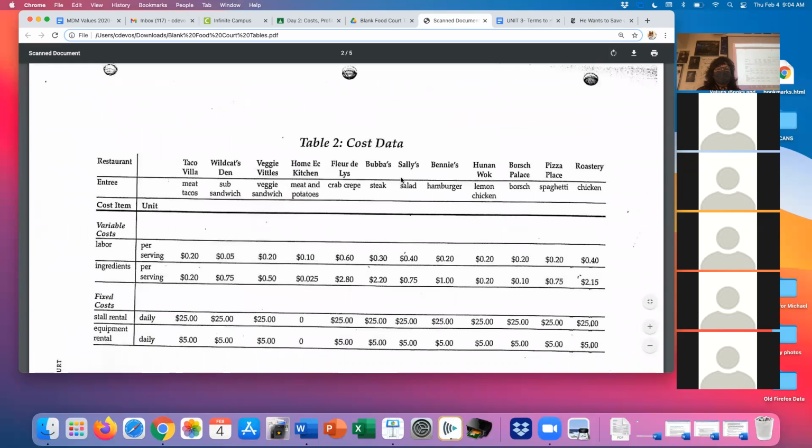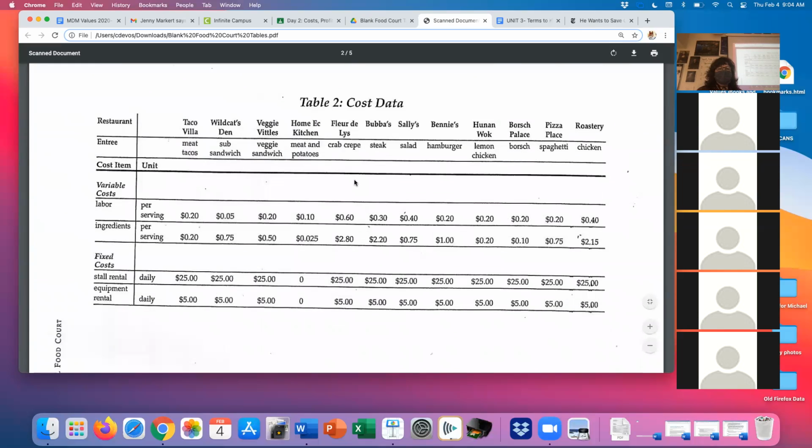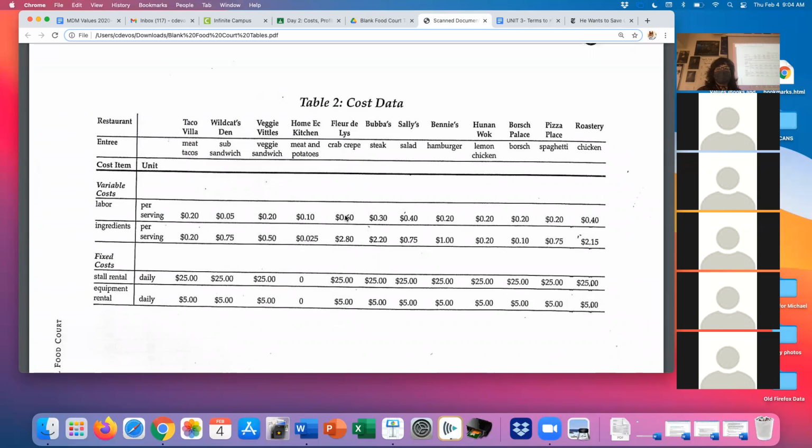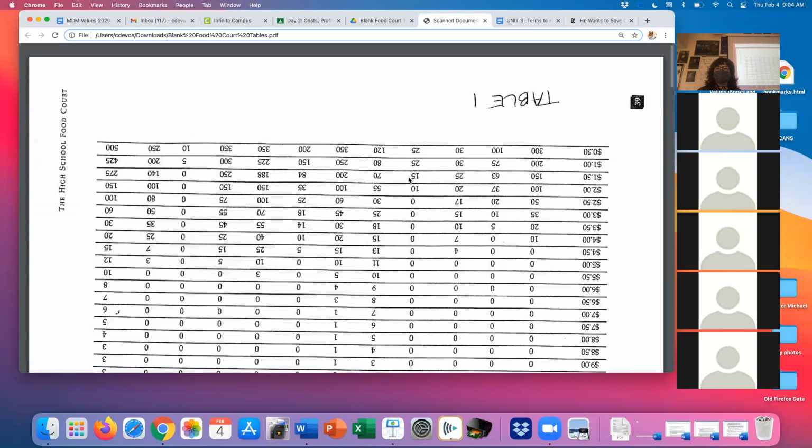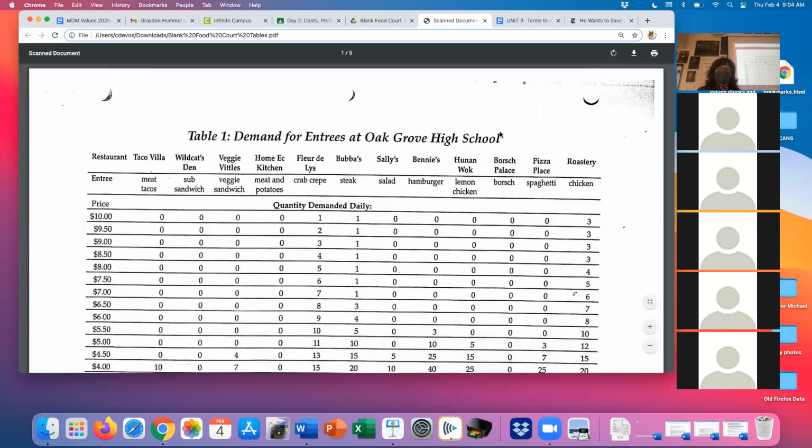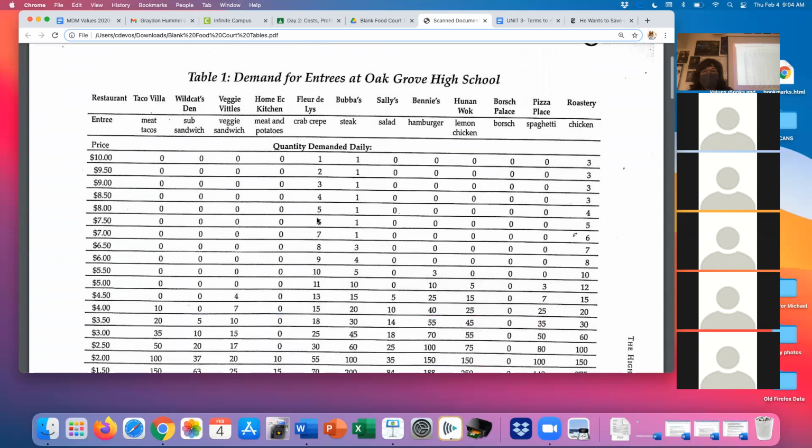For fleur-de-lis, our costs per entree are 60 cents plus 280. Okay, so 280 plus 60 is 340 just for our variable costs. So we add 340 to that times 1, right? And we're going to put that 340.